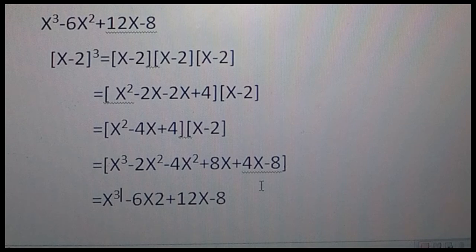So as you can see, all the answers are correct. That's how to find it by using factorization and by using the Pascal triangle. Yes, x cubed minus 6x squared plus 12x minus 8 is the same as the answer we found using the Pascal triangle.